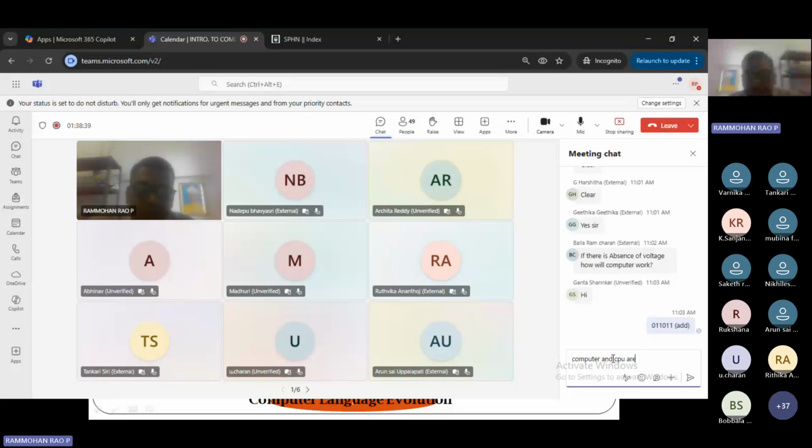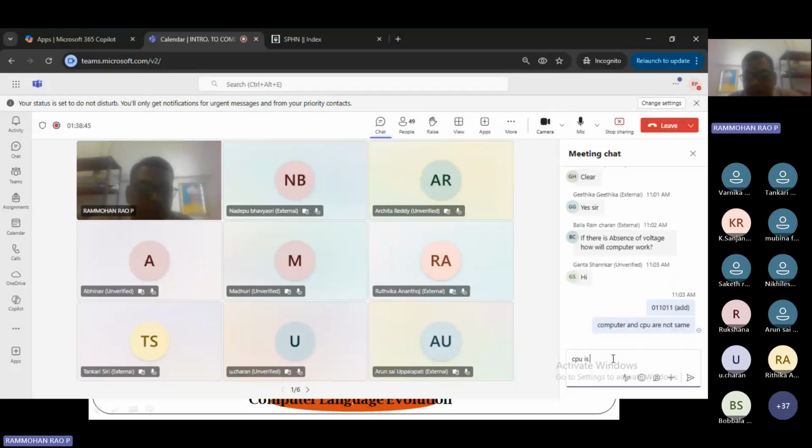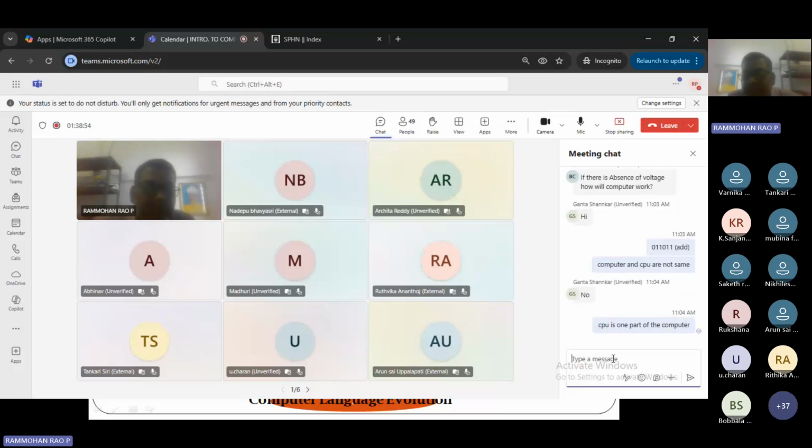are not the same. I'm typing in the chat box. CPU is one part of the computer. Of course, one very important part of the computer, right? So they are not the same. Computer is a big device. It has got monitor, keyboard, input, output devices. Everything together is a computer. But inside a computer, the one who actually performs your task, the one who actually executes your job is the CPU. And the CPU understands instructions in the form of ones and zeros. Now, for us, it is difficult to remember these many binary instructions.